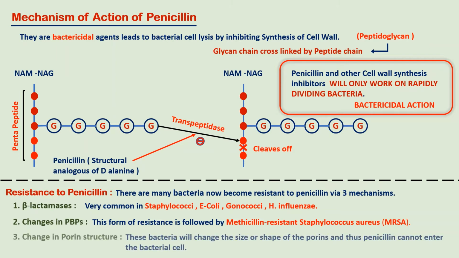The third mechanism of resistance is by change in the porin structure. The bacteria will change the size or shape of their porins, and so the penicillins cannot enter the bacterial cells, and this type of resistance is mainly seen in Pseudomonas.